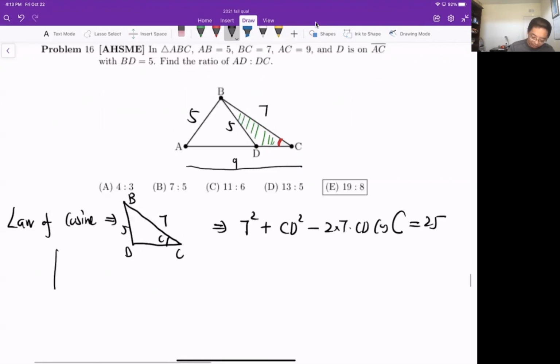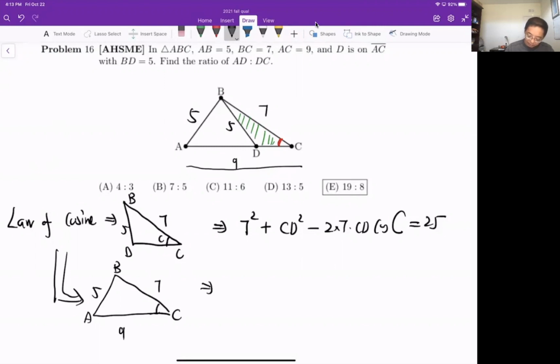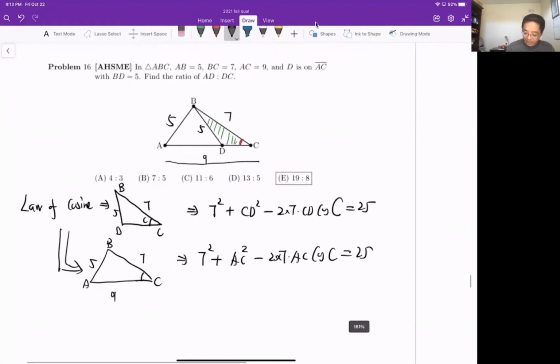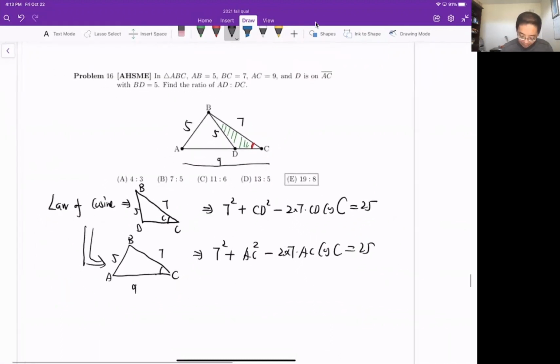And then we apply the law of cosine to the whole triangle ABC. This is 7, this is 5, this is AC 9, this angle C. Then we get 7 squared plus AC squared minus 2 times 7 times AC times cosine C equals 25. Now from here, we just want to solve what is AD and what is CD, right?